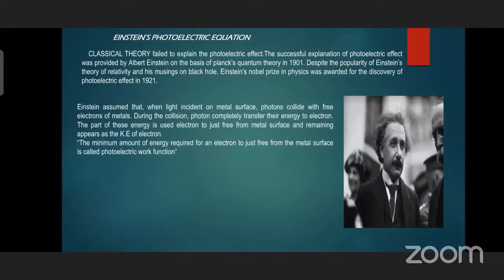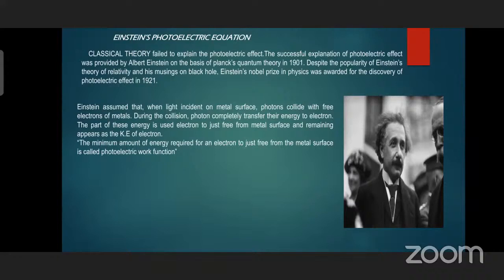Einstein assumed that when light is incident on the metal surface, photons collide with the free electrons of the metal. During the collision, the photon completely transfers its energy to the electron. Part of this energy is used by the electron to just free itself from the metal surface, and the remaining appears as the kinetic energy of the electron.